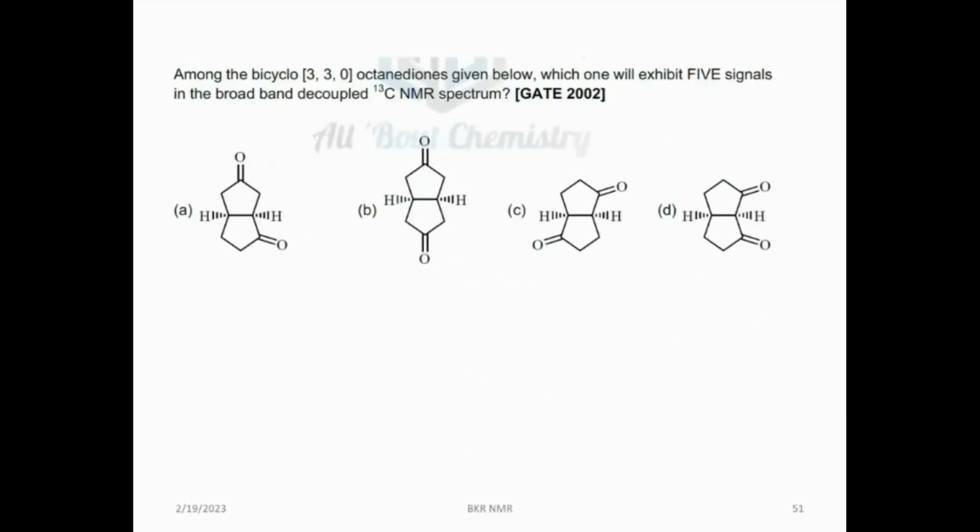Then again, I've repeated the question. Now they tell me this: among the bicyclo 3.3.0 octane diones given below, which one will exhibit 5 signals in broadband decoupled spectrum?